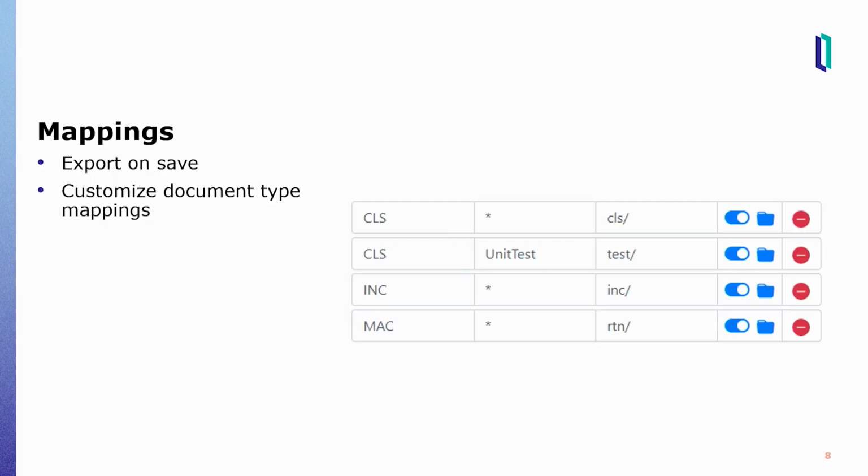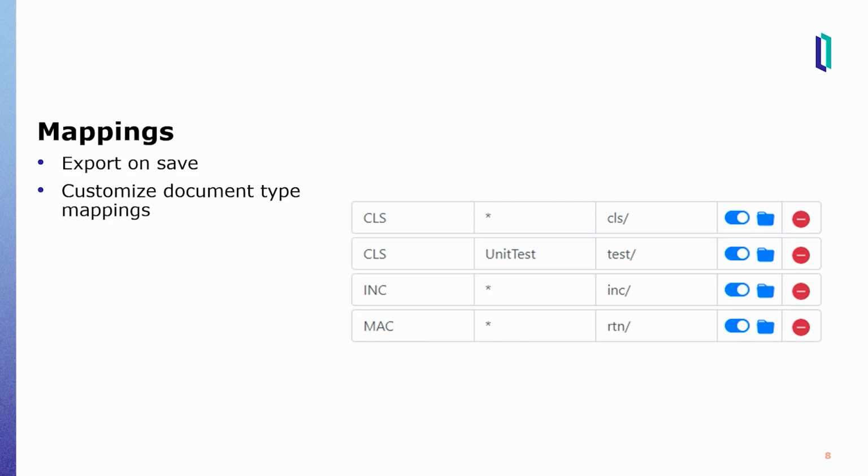So now I'm going to give a quick tour through each of the key features of Git Source Control. The first part of source control extensions that you expect is to synchronize those documents in the database with the files in your source control repository. So Git Source Control provides a default mapping of document types to subdirectories. So for example, classes go into the CLS directory. This is a UI showing the defaults, but you can also add your own.